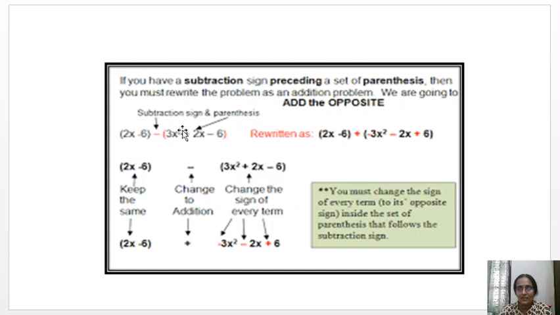Now this entire expression is the subtrahend. So we have to change the sign of each term. Be careful to change the sign of each term. Now 3x square will become minus 3x square. 2x is plus here. It will become minus 2x. It is minus 6 here. It will become plus 6. Now the bracket is open. Next you have to simplify.